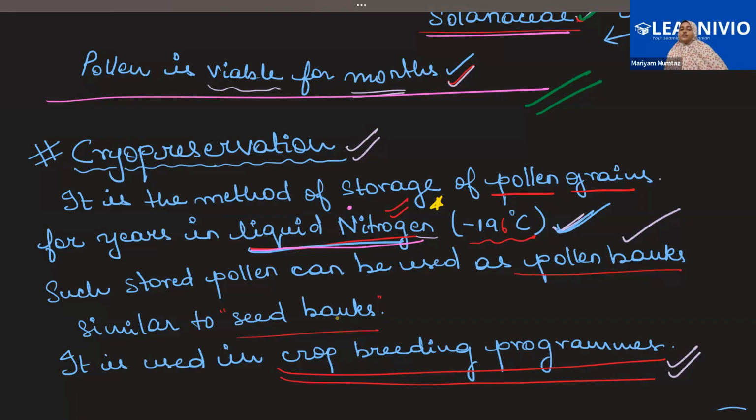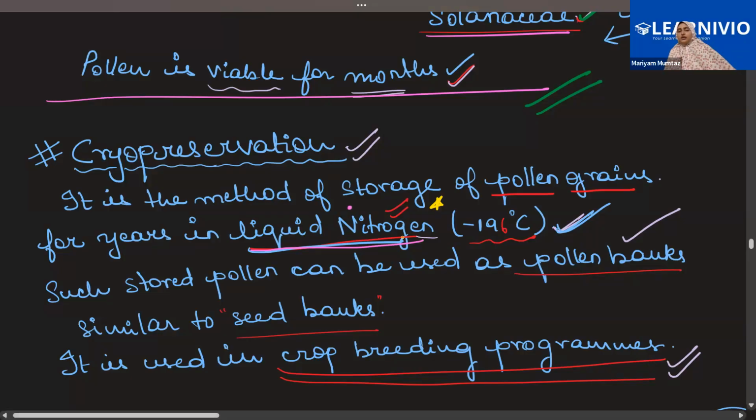And it is used in crop breeding programs, meaning whenever I want to create a plant, a crop breeding that I am doing artificially, it's not natural. So in that, I can get these pollen grains whenever I want. Clear?